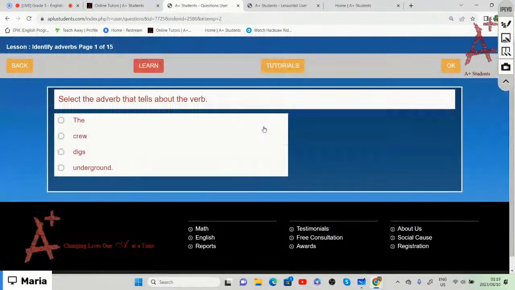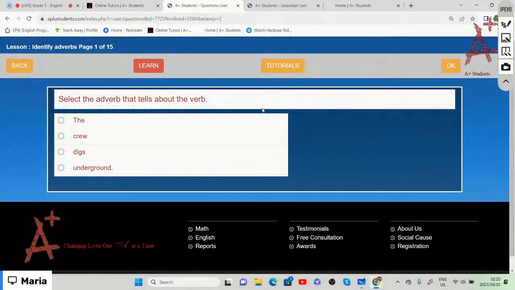So the crew digs underground. We need to select the adverb that tells us about the verb, right? So it's like asking where does he dig? So the crew digs underground. We need to select the adverb that tells us about the verb.